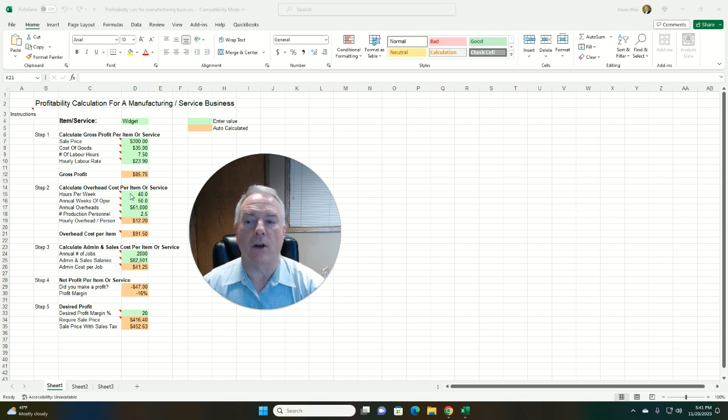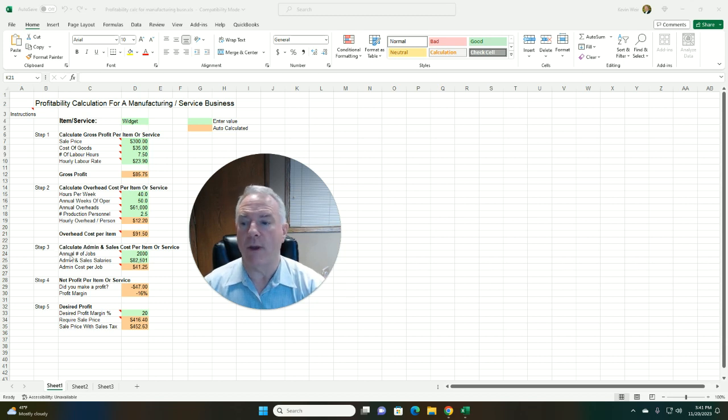Then step 2 is you calculate the overhead cost per item. You add in the hours per week, annual weeks of operation. What are your annual overheads? You can pull that off of your profit and loss statement. Production personnel, how many people do you have directly in production? That's going to give you your hourly overhead per person, and then that's going to give you your overhead cost per item.